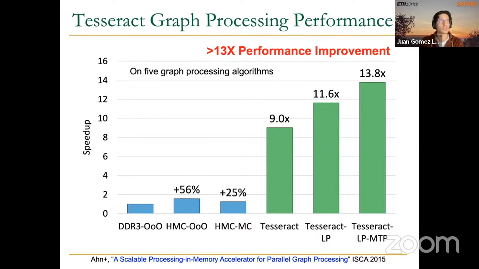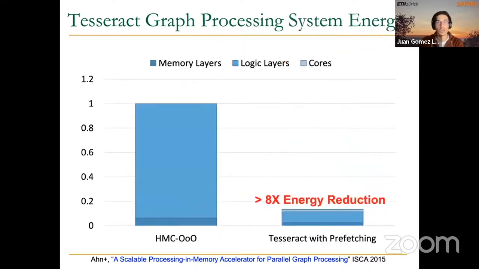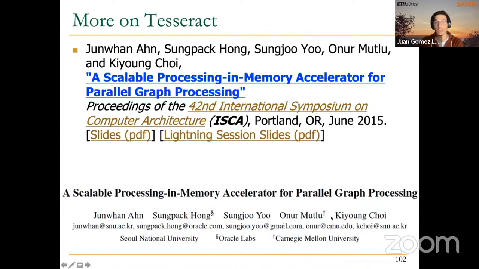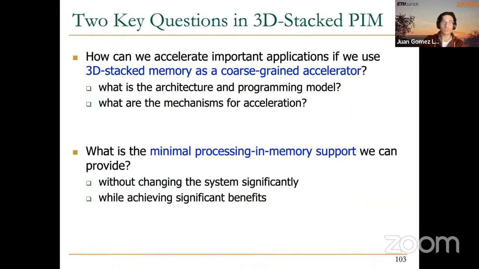which is very similar to the type of processor that we use on our daily basis. Also, in terms of energy reduction, you see 8 times energy reduction of Tesseract over the out-of-order core, the CPU, even using HMC memory that provides higher bandwidth by default than DDR3 memory, but it's still 8 times energy reduction. You can find more details in the slides and in the paper of this ISCA 2015 paper.